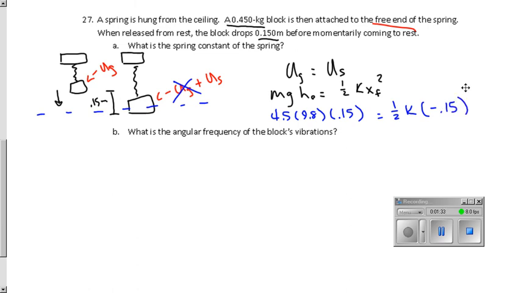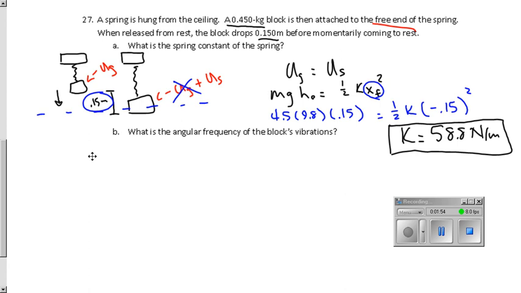Because remember, and this is why I kept this as x final, because x final is very different than my height. X final is this distance right here. It's the actual distance that is different between them. As you go ahead and solve that, we end up getting that k is equal to 58.8 newtons per meter.